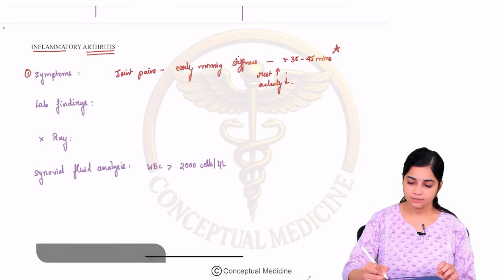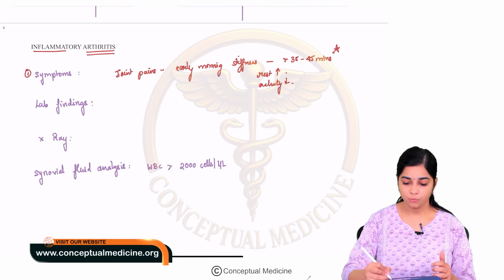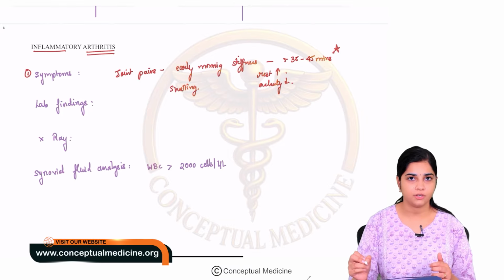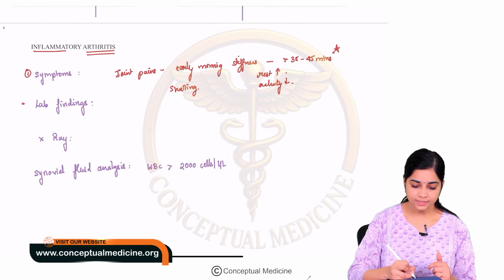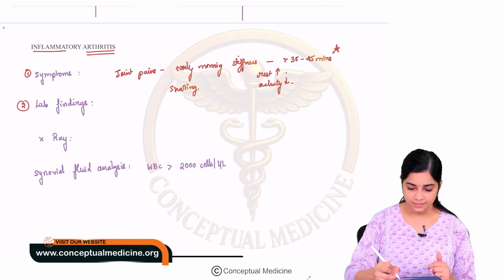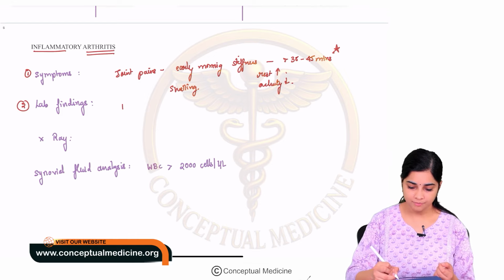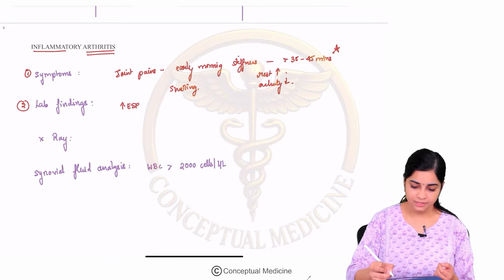This inflammatory joint pain will be associated with swelling of the joints. Secondly, when we look at the laboratory findings, there will be raised inflammatory markers. So what are the raised inflammatory markers? There will be evidence of elevated ESR and elevated CRP.